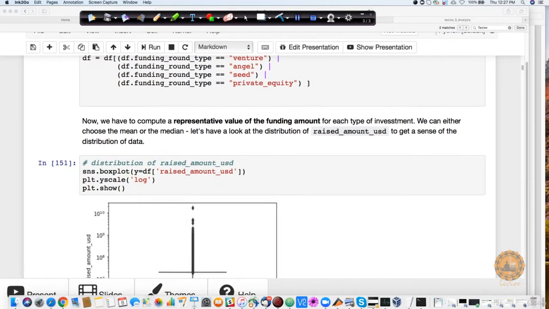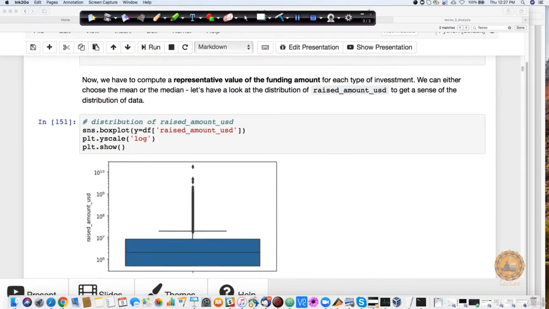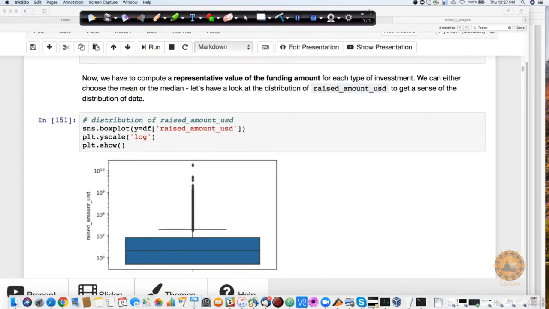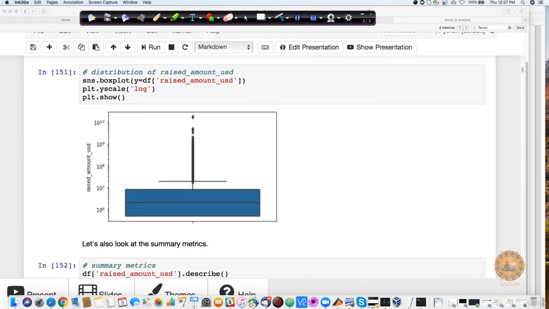Now there is a very important decision which we have to make here. Should we make the call based on the mean value, or based on the median value? For that, we need to understand whether we have outliers or not. So let's look at the raised amount USD. On the Y axis, if you notice, I have taken the log of it. Otherwise, if you remove the log and create this, you will not be able to make out anything of it, because it's on a very bad scale.